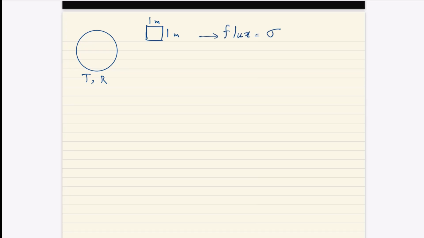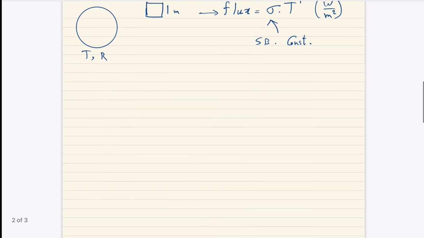It's equal to sigma times T to the power of 4, with the unit of watt over meter squared, and this sigma is just a constant called the Stefan-Boltzmann constant. So this is an intrinsic value. It just depends on the temperature of the star.